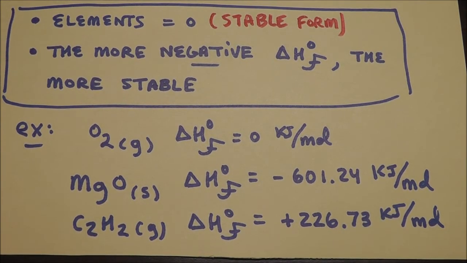Here's acetylene. Acetylene is a pretty unstable compound. If you put a match to it, it'll burn very readily. And so you'll see that that's positive 226 kilojoules per mole, which means it's less stable than the carbon and hydrogen from which it came.